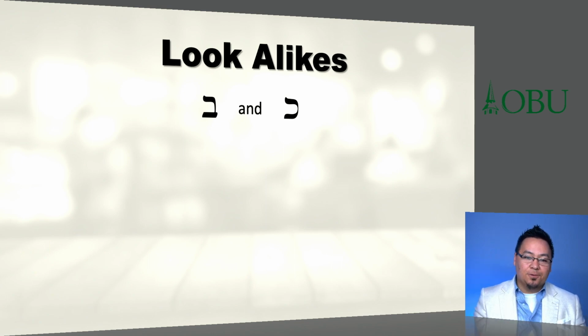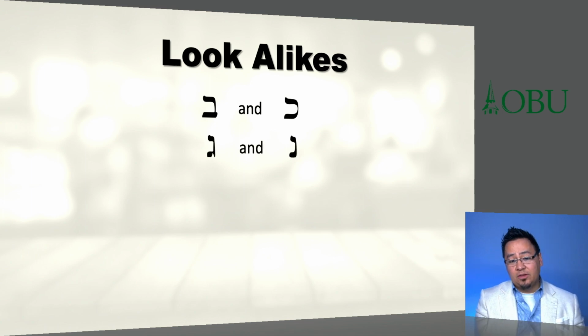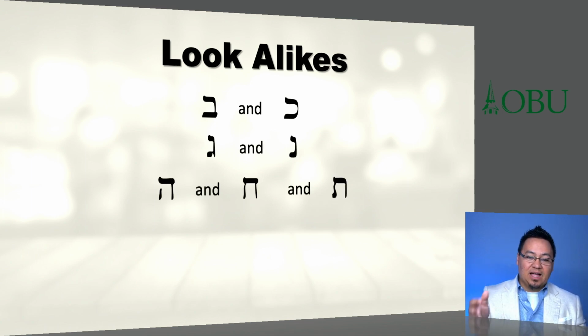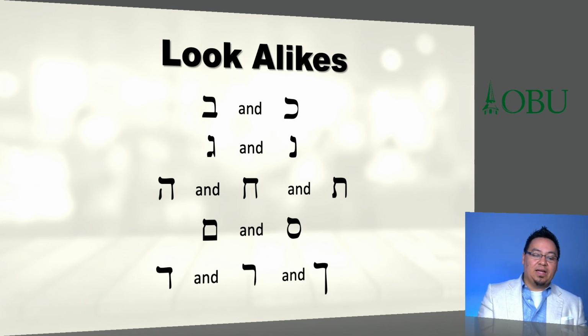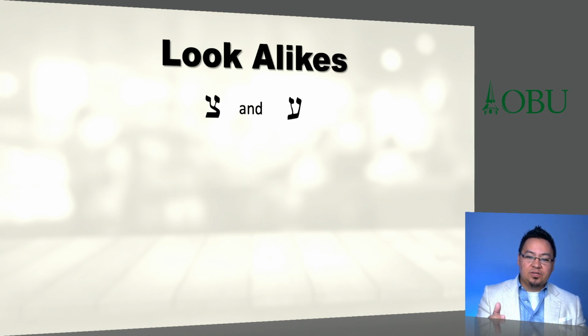Lookalikes are here. We have Kof and Beit. They look alike. Nun and Gimel. They look alike. We have Tav, Chet, and Hey. They look alike. We have a Samekh and we have a final Mem. They look alike. We have a final Kof, a Resh, and a Dalet. They look alike, but they don't sound alike. So you need to pay attention to these.